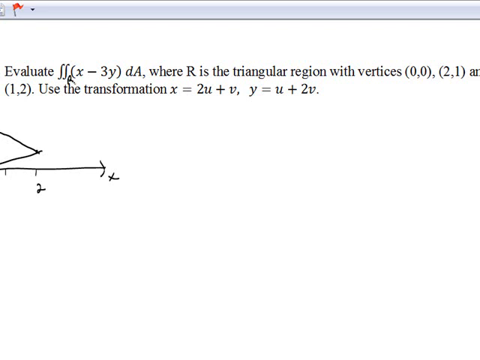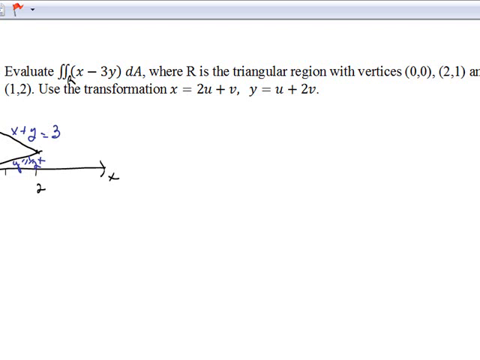So let's do this together. All right, now what is the equation? So you need to find this. The equation of this line, y equals 2x. This one is y equals a half x. Good job. And this one is x plus y equals 3, or y equals 3 minus x. Okay? Good. So we have drawn the region.